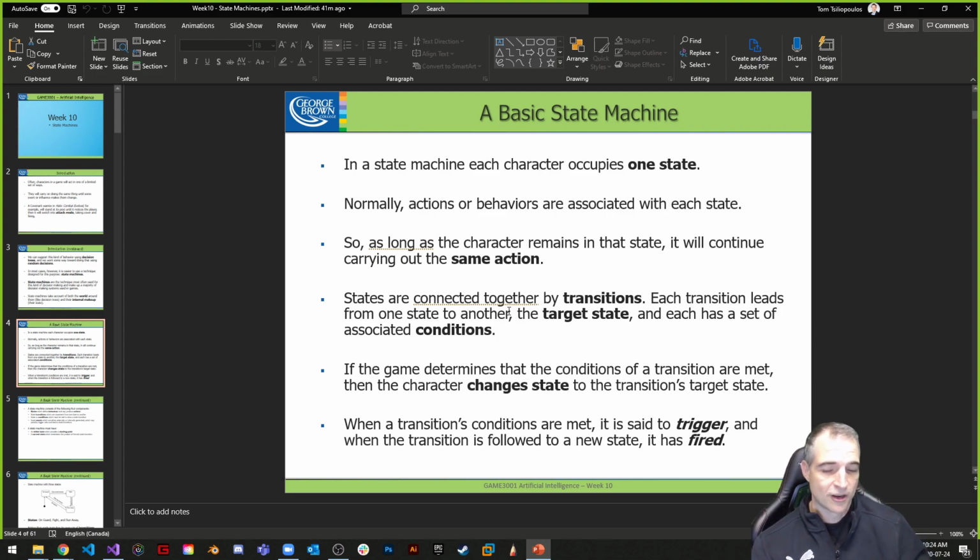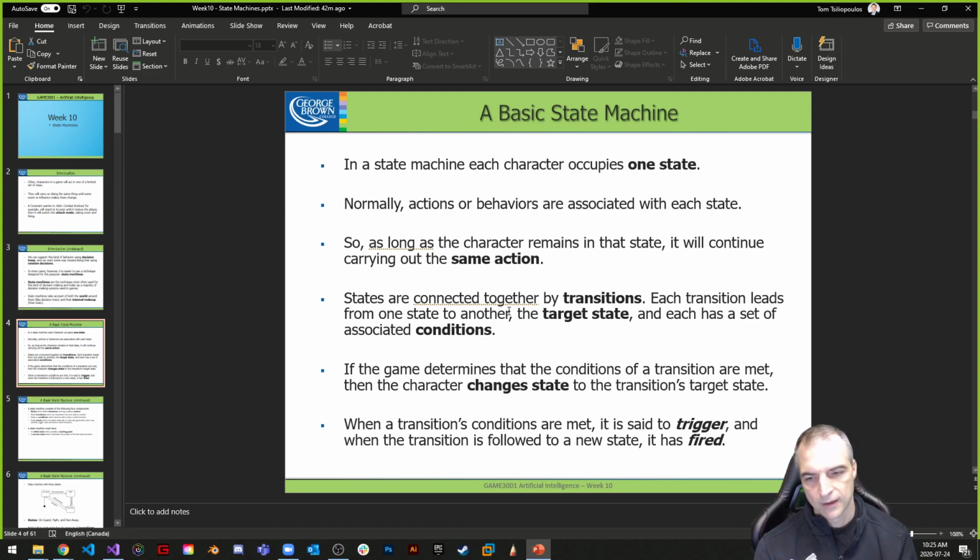Maybe I have a torch or something else when I'm walking around a dungeon. Let's say I'm an autonomous character, right? So I may have to transition from one state to the other. A transition is basically a line of action that goes from the current state to the target state, and it's associated with some kind of condition that's going to trigger my transition, right? When the transition is triggered, we say it has fired.